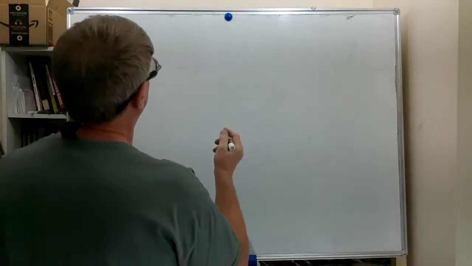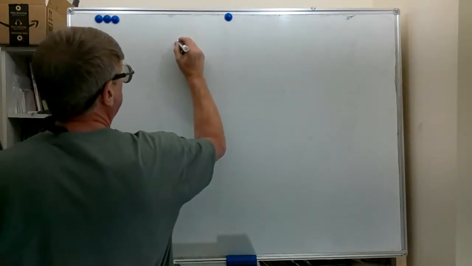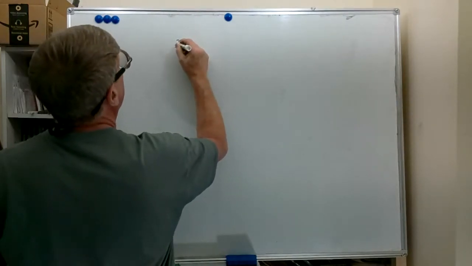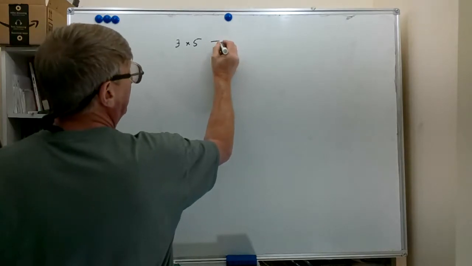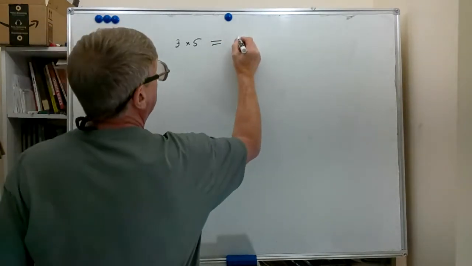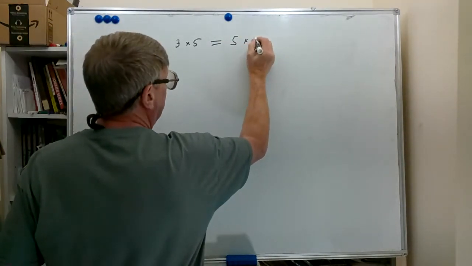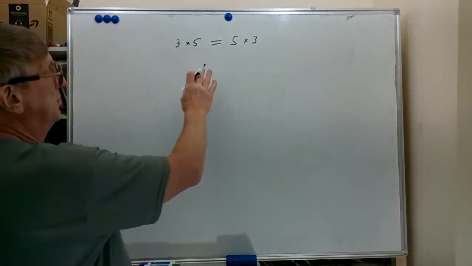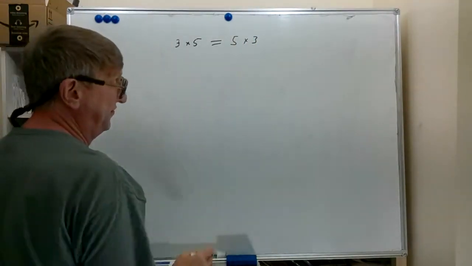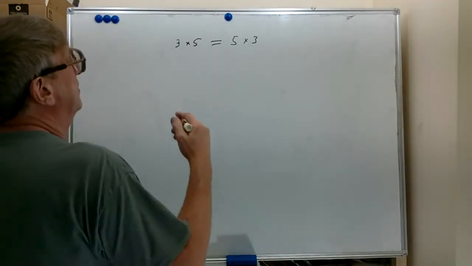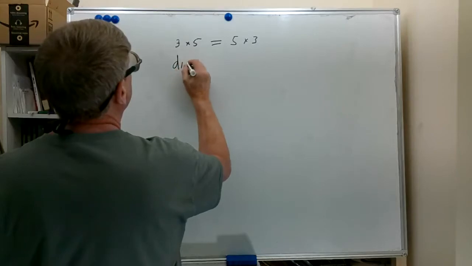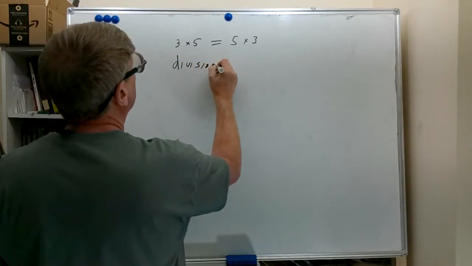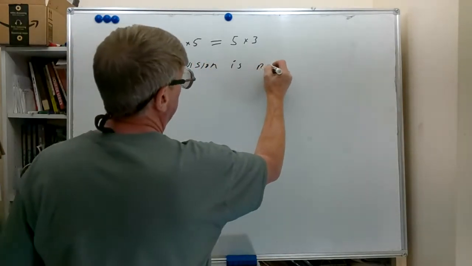And the same is true with, let's start with multiplication again. Let's go 3 times 5. And let's just say that's equal to 5 times 3, instead of doing it twice like we did before. We can see that'd be 15, that'd be 15. Multiplication is commutative. Division is not commutative.